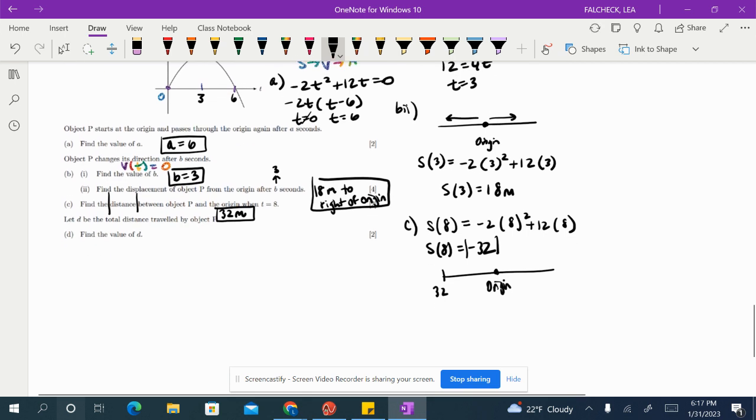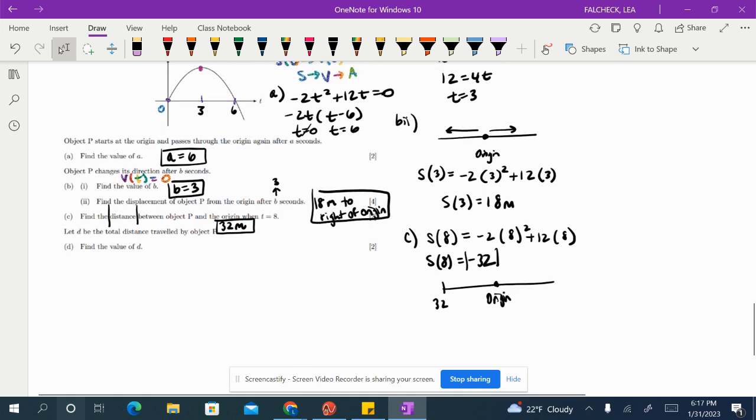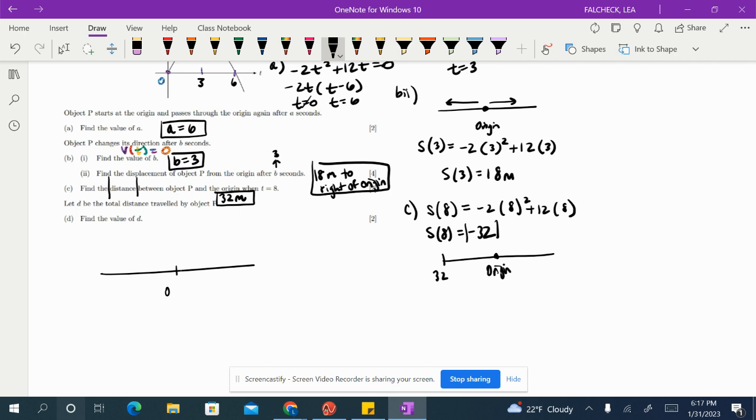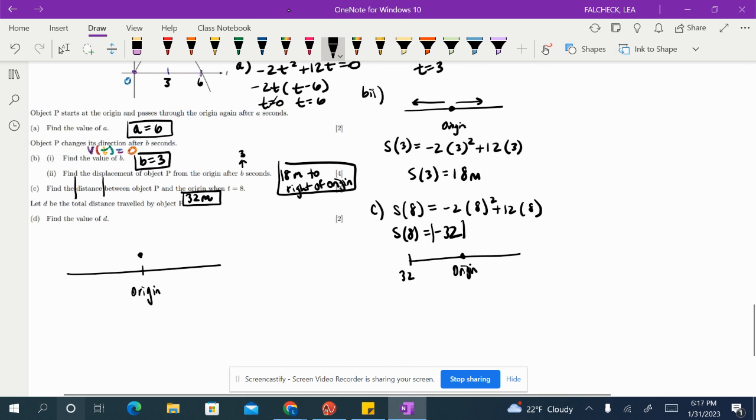So now let D be the total distance traveled by the object P. Let's think about this while he's moving. He started at the origin. This is the origin. For the first 3 seconds, we found this up here, didn't we? Find the displacement of object P from the origin after 3 seconds. We found that this object was located 18 meters to the right of the origin. Or, let's think about it in terms of time. After 3 seconds, it was located 18 meters to the right of the origin.